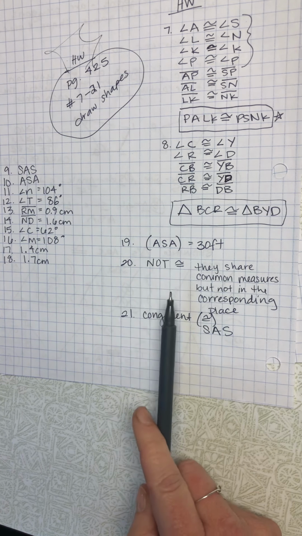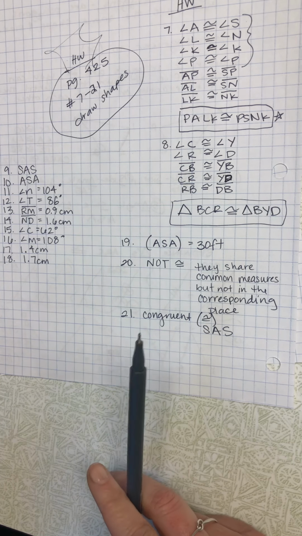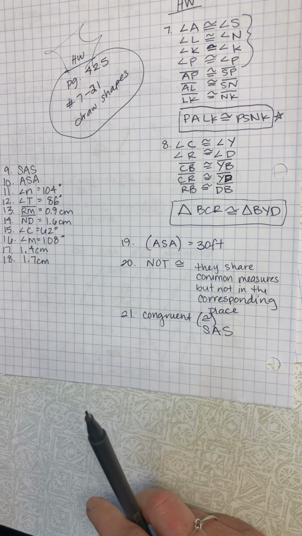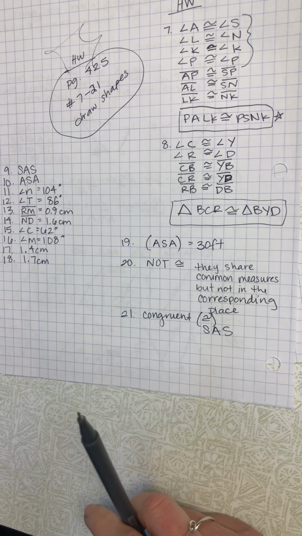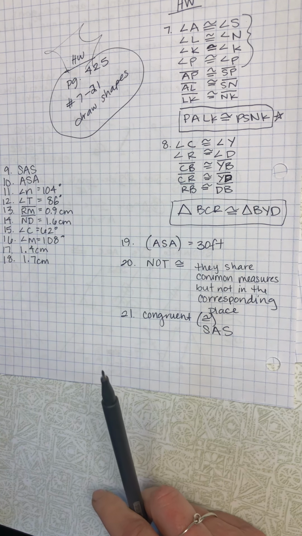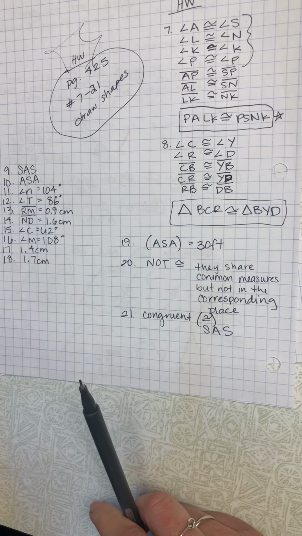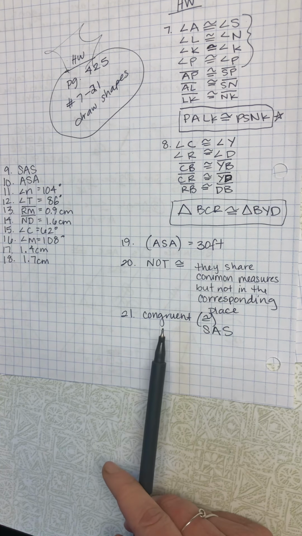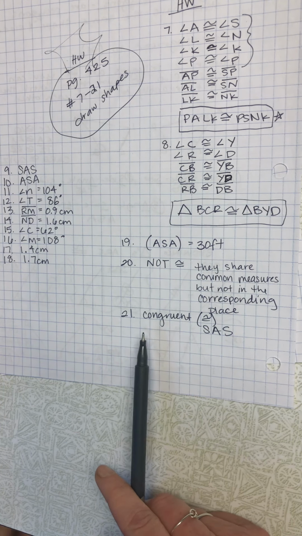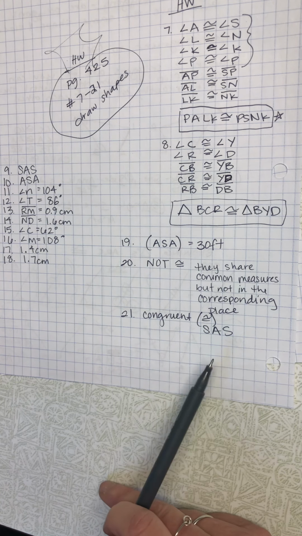Number 20 is not congruent. They share common measures, right? They showed 1 tick mark on one and one tick mark on the other, 2 tick marks, and angles, but they were not in corresponding places. It did not go side, angle, side in that order. In fact, I don't think in the first triangle, it went side, side, angle, which is not one of them. And then the last one, number 21, is congruent through SAS.